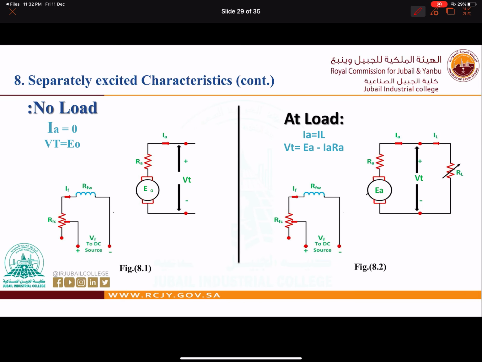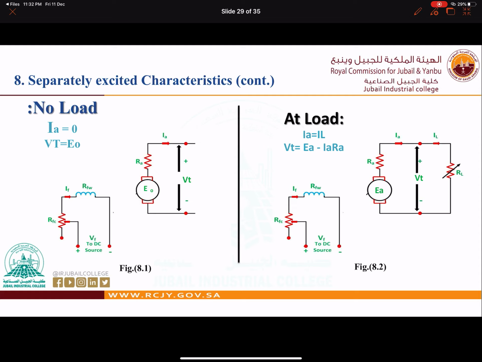Now the separately excited generator at no load and at load. At no load, this is the armature, and this is the resistance of the armature, so that's why we call it RA. This resistance is inside. But this is the equivalent circuit. If I ask you about the equivalent circuit of a separately excited DC generator, you will draw this circuit.